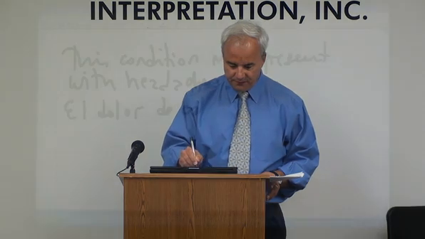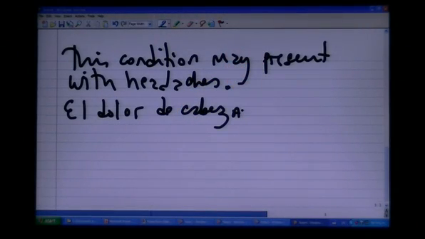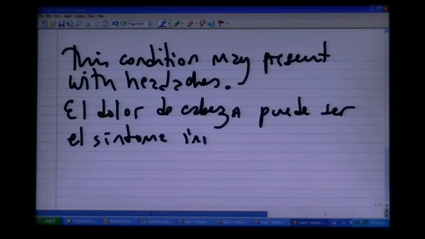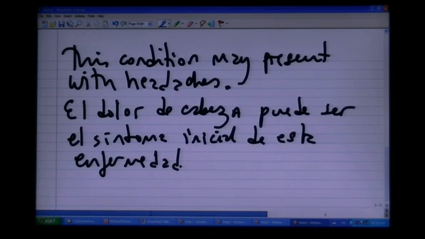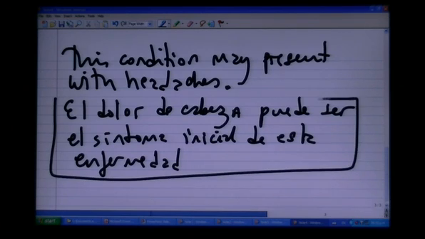Have you ever heard that word? Okay, well, we use simple terms. El dolor de cabeza puede ser el síntoma inicial de esta enfermedad. This is right on target.